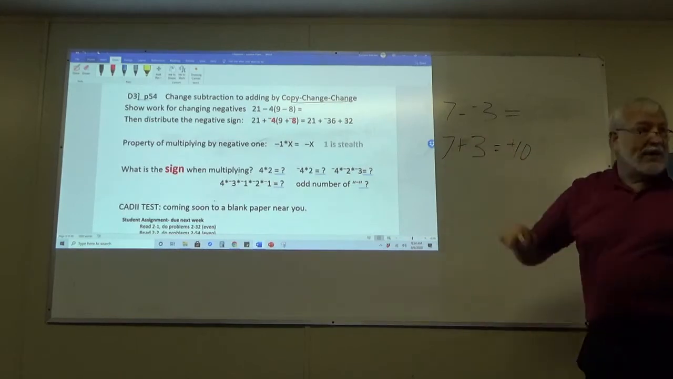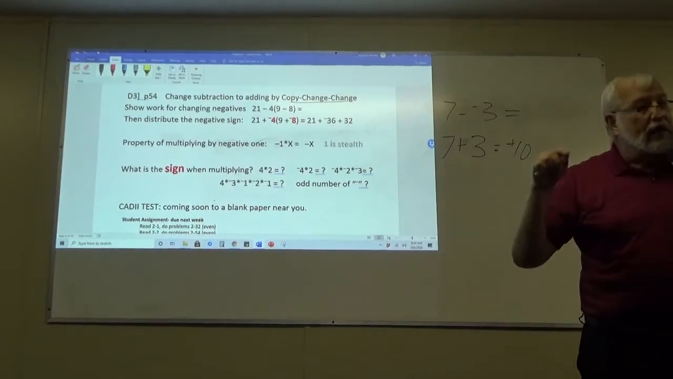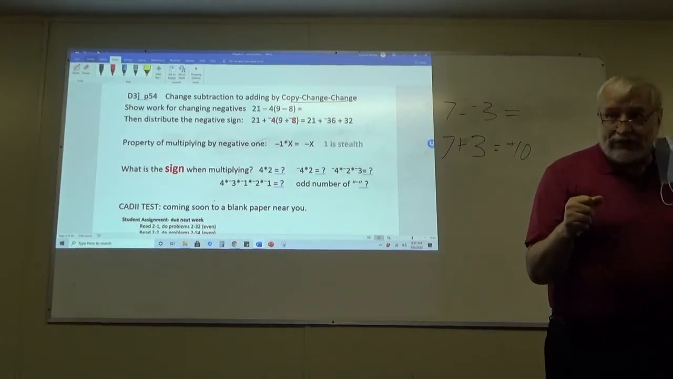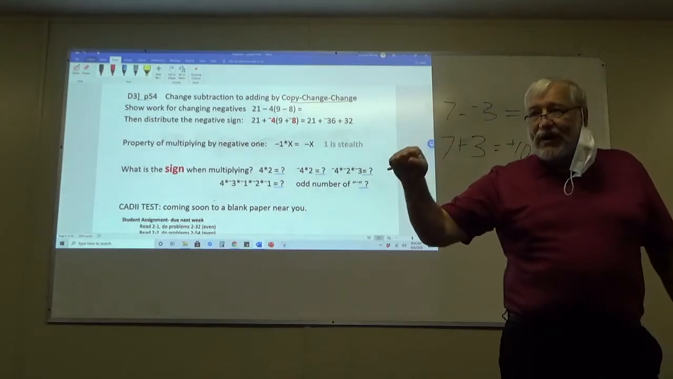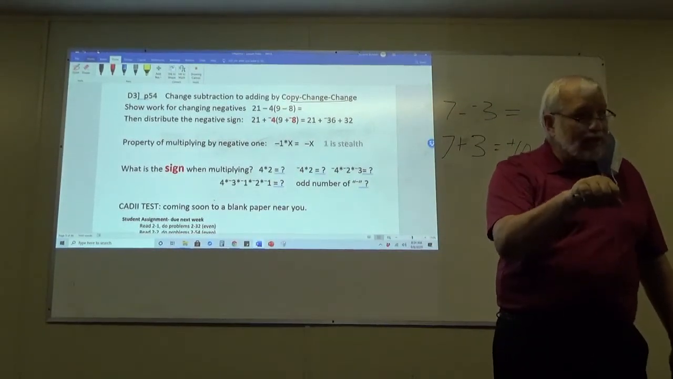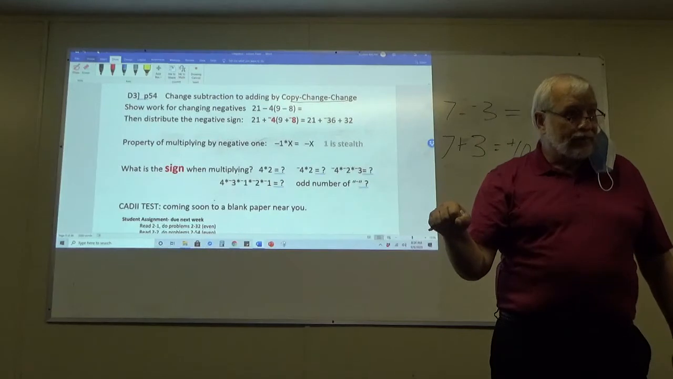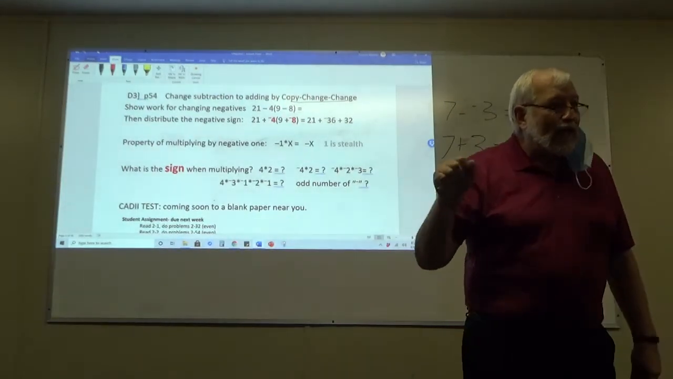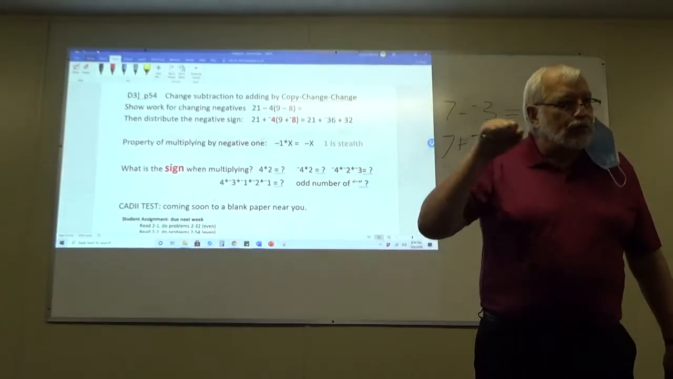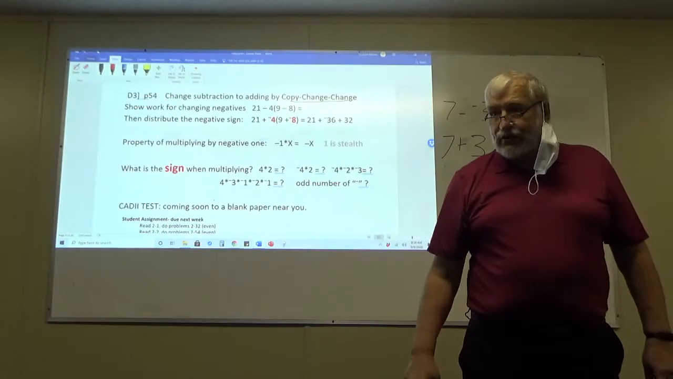You can't get that from that problem. You could, but it's not normal to think of it that way. That's the reason that subtraction needs to be changed to addition and use the adding rules. Not because you can't get half of them right, it's because you rarely get them all right unless you do copy, change, change.